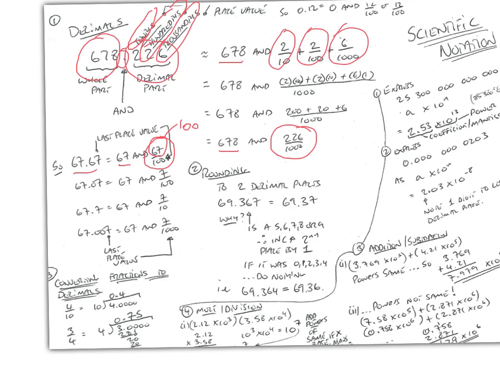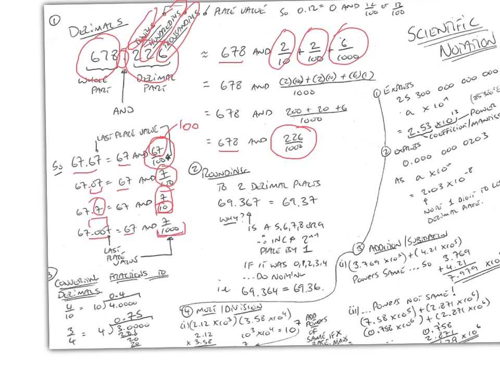67.07 is the same as 67 and 7 hundredths, because we have 0, 7, 2 places, so we're talking about hundredths. 67.7 is the same as 67 and 7 tenths, 1 place, so we're just talking about tenths. And finally, 67.007 is the same as 67 and 7 thousandths, because we have 3 places here, so we're talking about the thousandths place value.